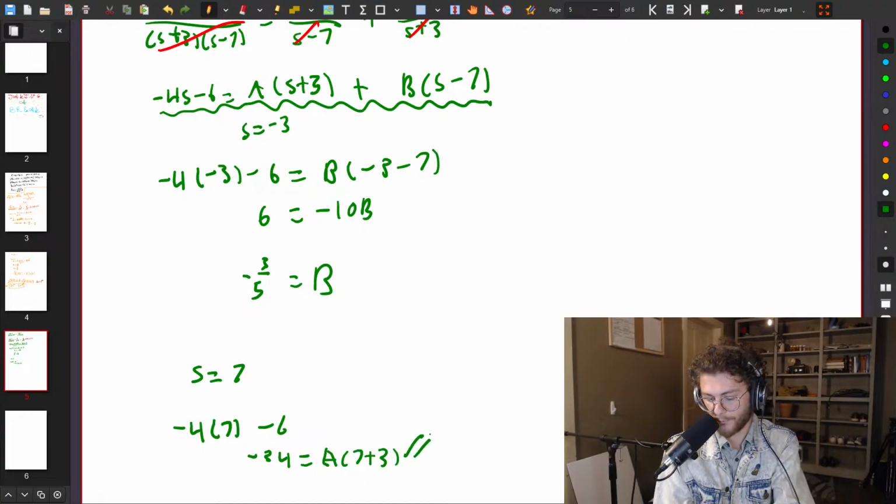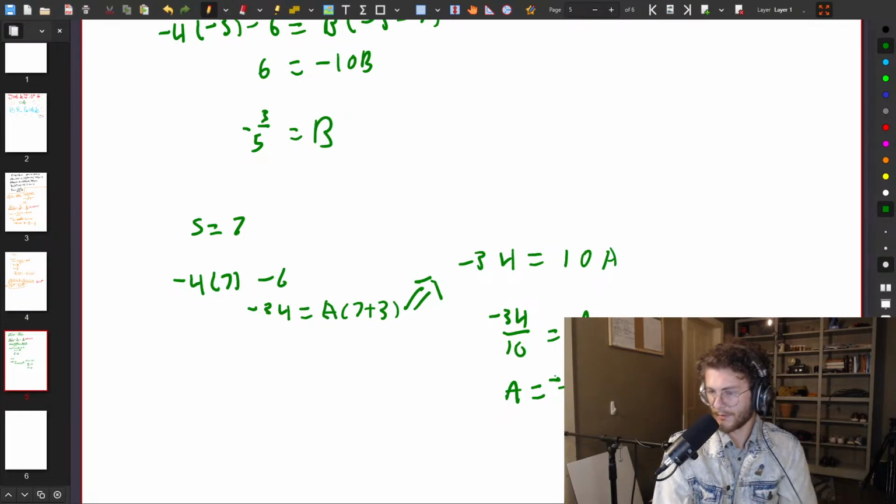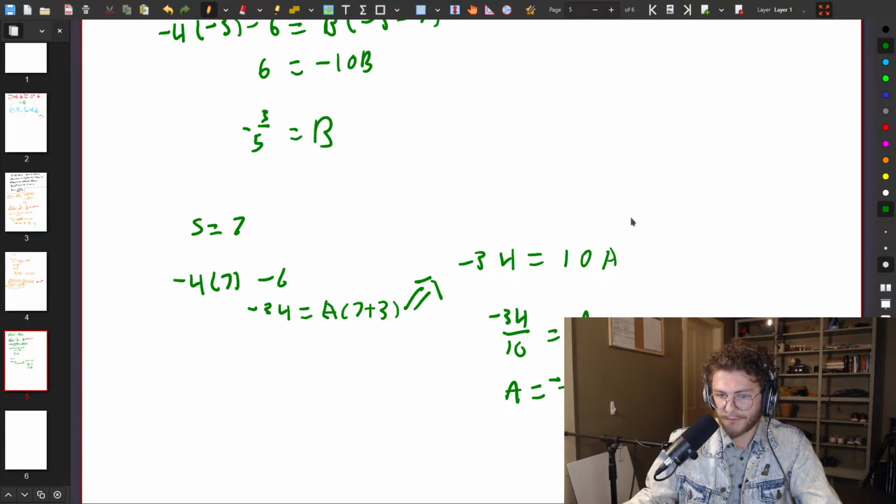So we're going to just... -34 equals 10A. Look at that. That's going to be -34 over 10 equals A. And that's divided by 2, so A equals... 19... no. I think it's 17/5. Yeah, 17/5. And there we go. So that's our A value. Let's double check and see if this worked.